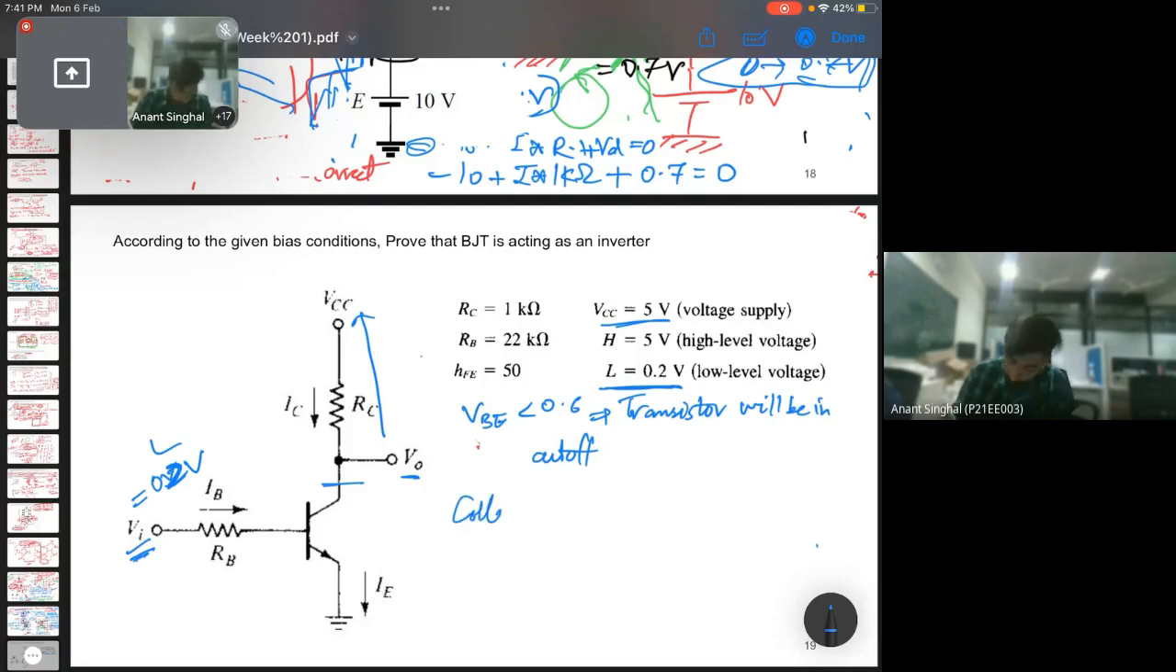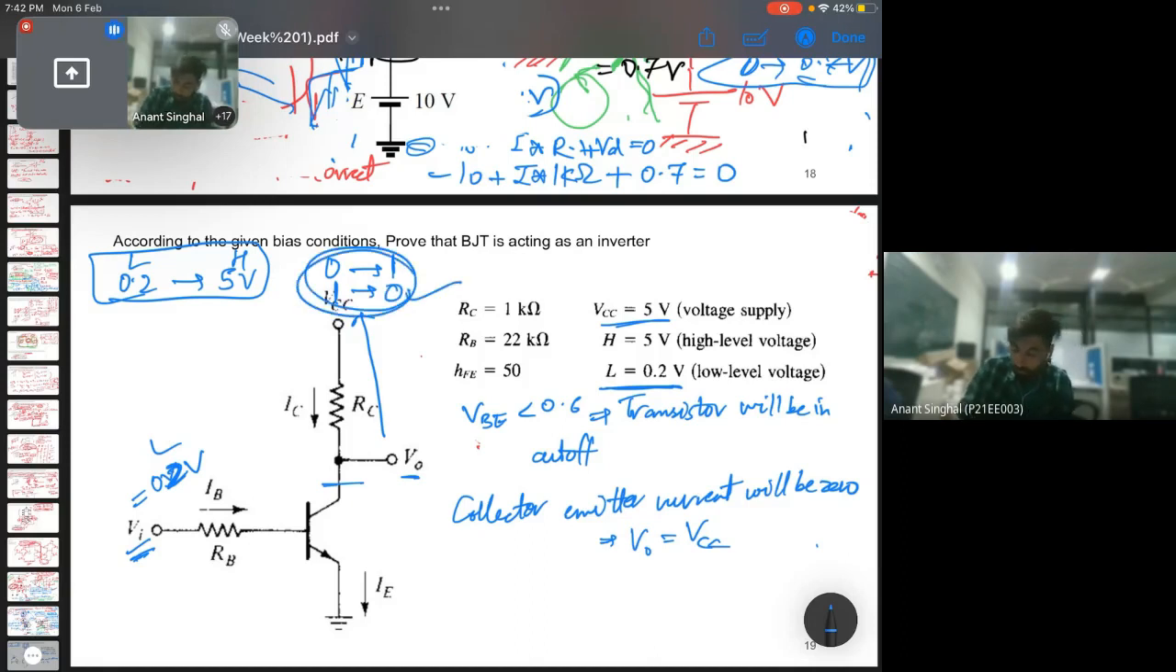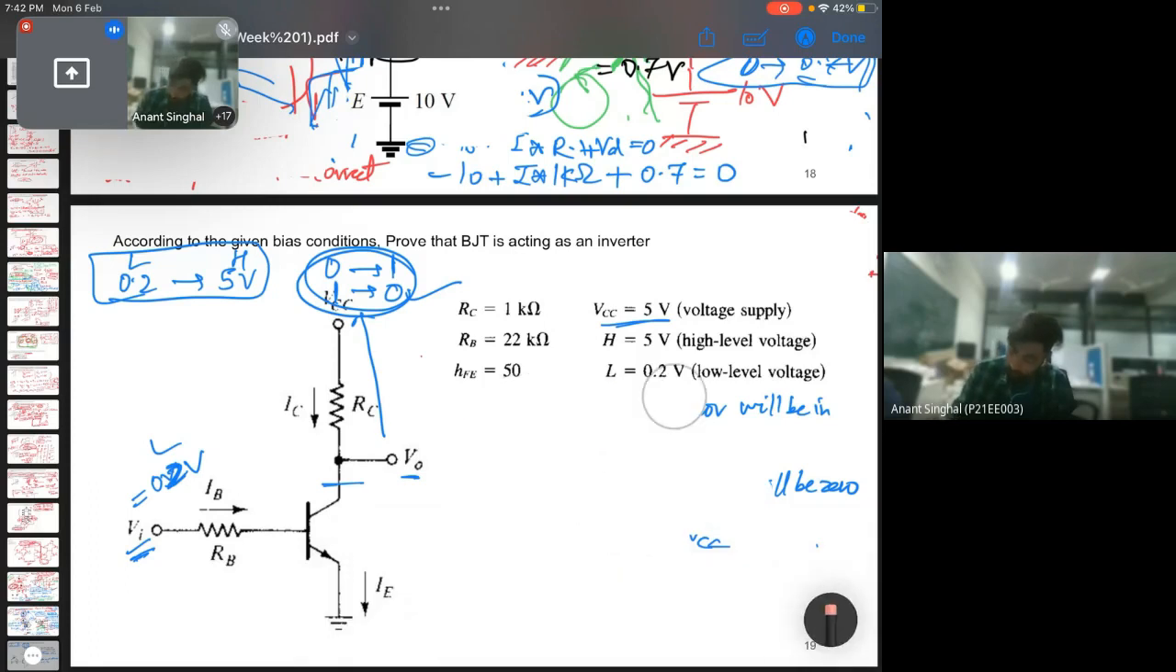So the collector emitter current will be 0, which implies V0 will be VCC. When we applied a low voltage, which is 0.2, we are getting an output of 5 volt, which is high. So low to high: one case has been confirmed, that if we give 0, we get a 1. Now we'll check, when we give a 1, whether we get a 0 or not. If we get a 0, then we can confirm that this circuit is acting as an inverter. I'm limited in space, so I'll remove this.